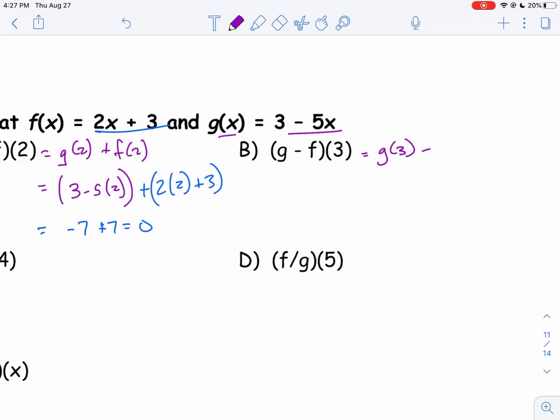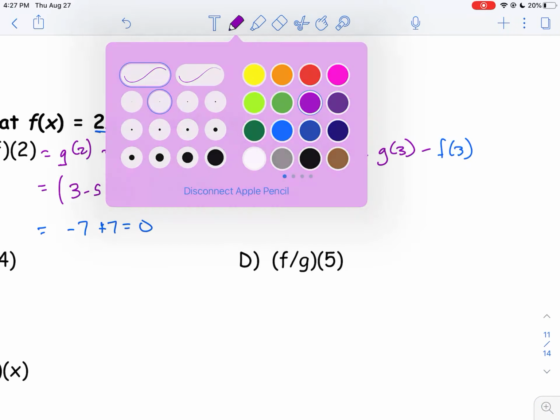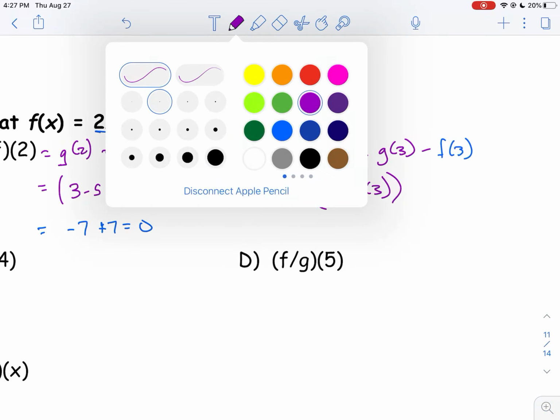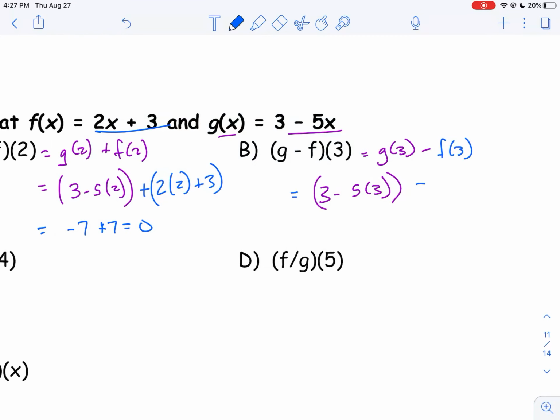Alright, so here I've got g of 3 minus f of 3. So 3 minus 5 times 3. All of that, that's my g, minus my f. F is 2 times x, which the x is 3 now, plus 3. 3 minus 15 gives me negative 12. Minus 2 times 3 is 6, plus 3 is 9. Minus 9 gives me negative 21.